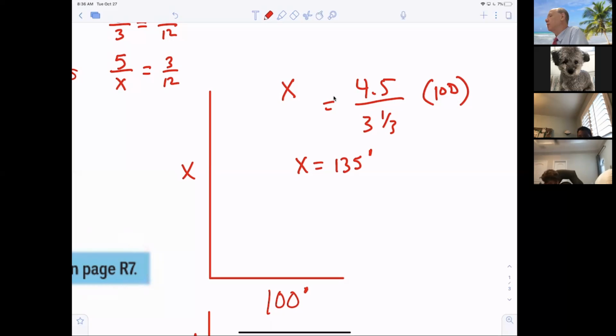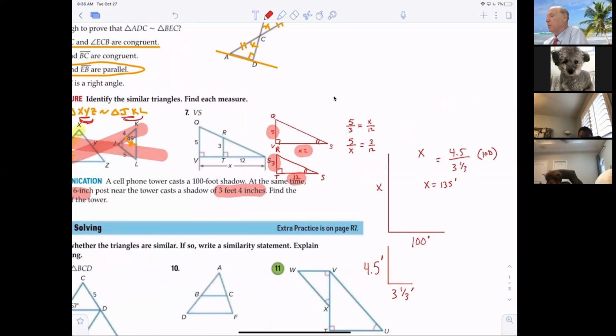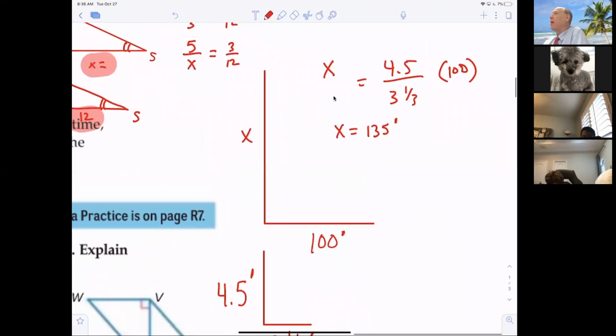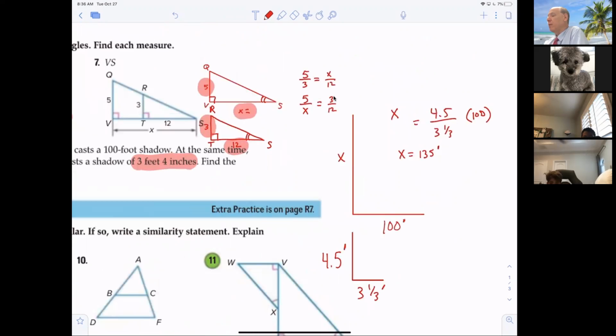Any issues? Everybody okay? 135 feet. What? That's what I'm saying. I want to make sure you know how to use your calculator. I'm not saying you have to use your calculator. I'm saying you should practice. Make sure you can do the proportion. Make sure you can do 3 1/3 on your calculator. Anybody have any issues now?